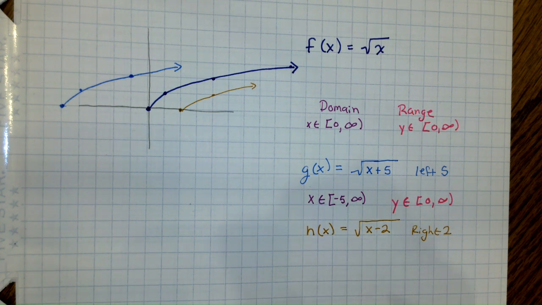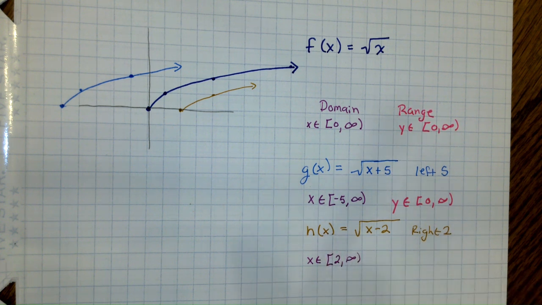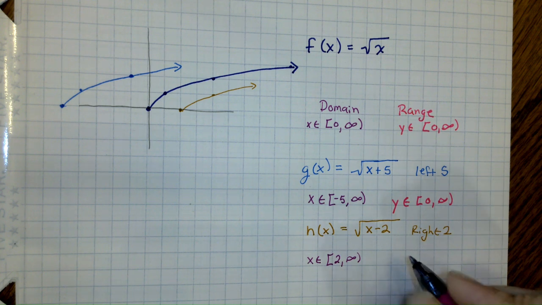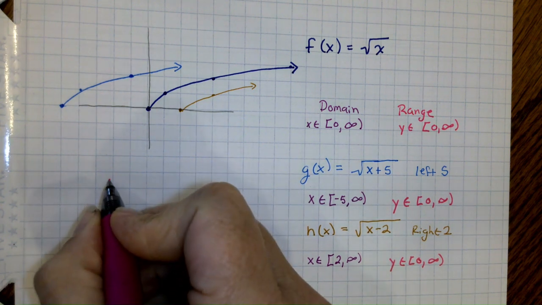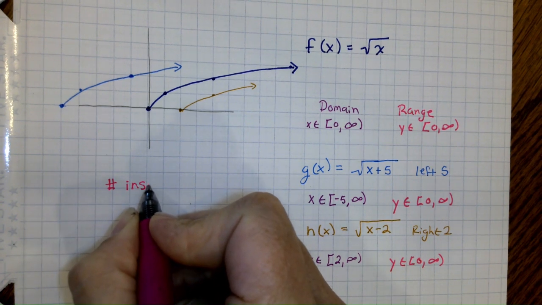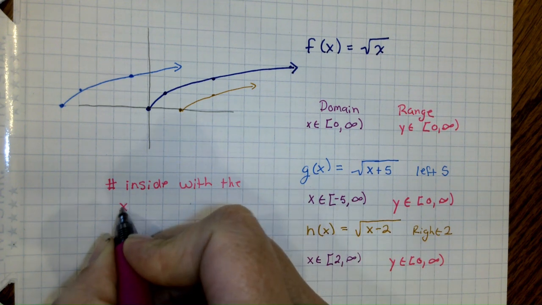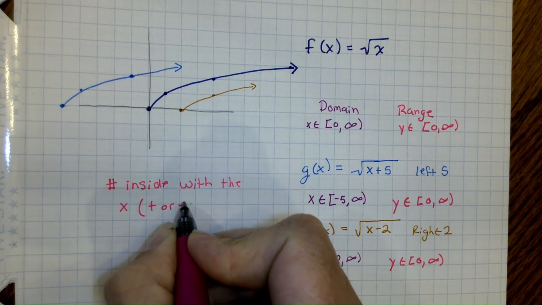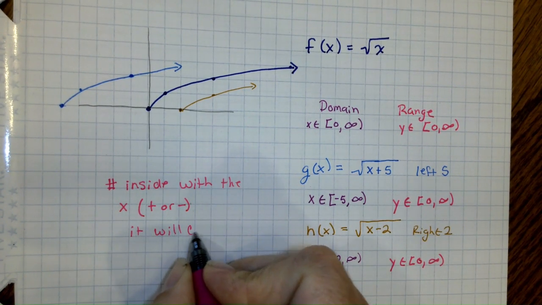Okay, so our domain now has the walls at 2 and infinity, and our range still has not changed. So, summary from this part is, if you have a number inside with the x that is being added or subtracted, it will cause a horizontal shift.